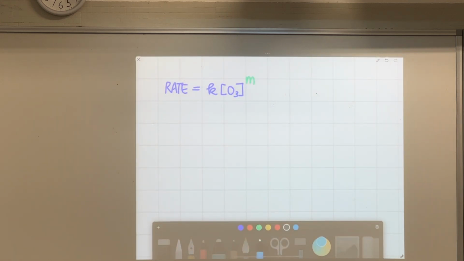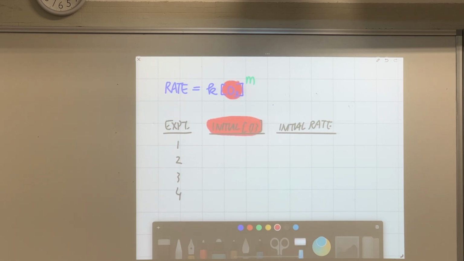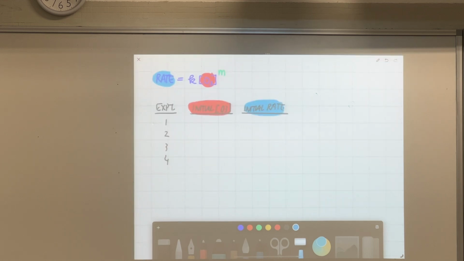On your worksheet, you have experiment 1, 2, 3, 4, and so on. And then you have the initial concentration of ozone, and then you have the initial rate. You know what these two columns are describing really? They are describing the concentration of ozone, and they are describing the rate. Okay, so what you need to do now is to see how changing concentration affects rate.